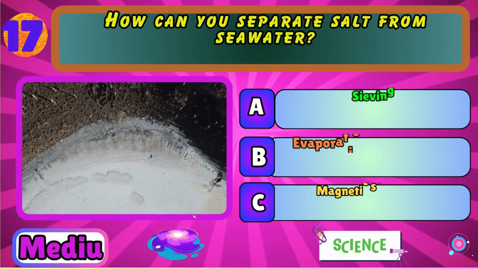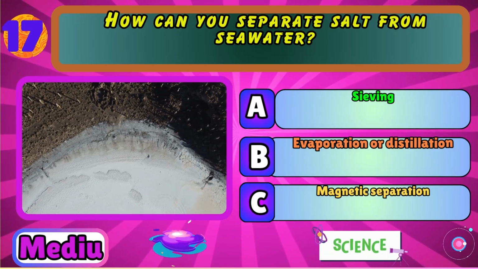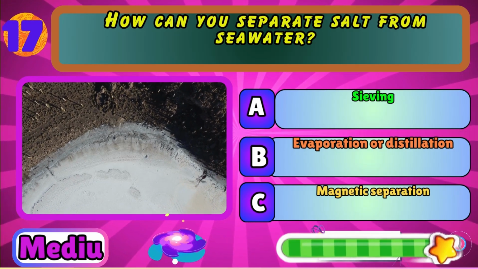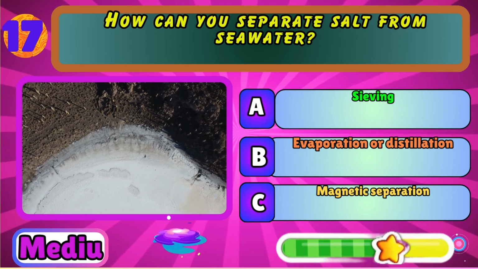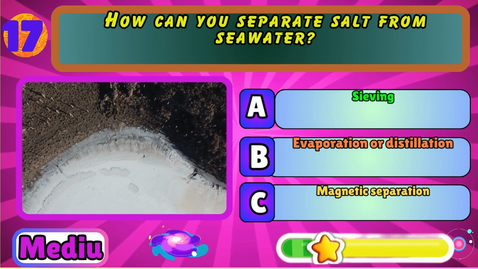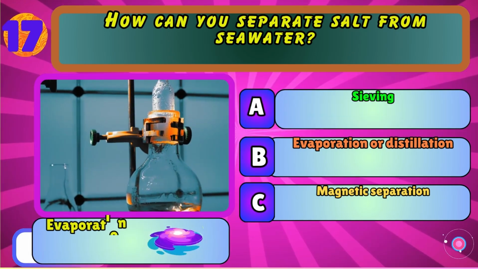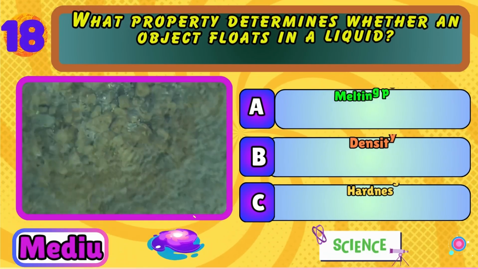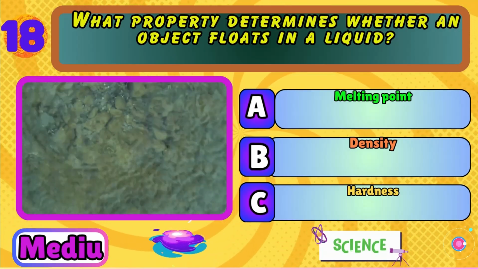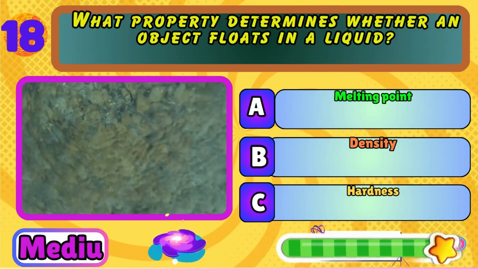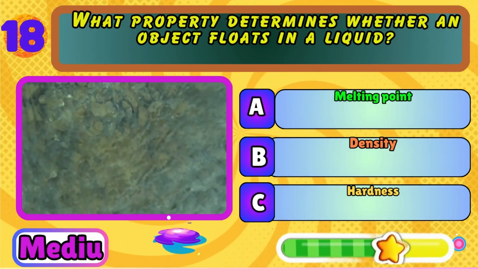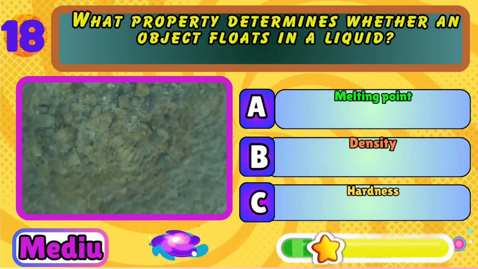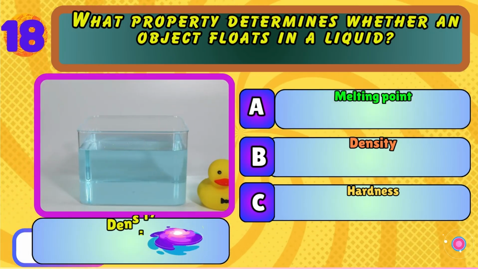How can you separate salt from seawater? Sieving, evaporation or distillation, or magnetic separation? Evaporation or distillation. What property determines whether an object floats in a liquid? Melting point, density, or hardness? Density.